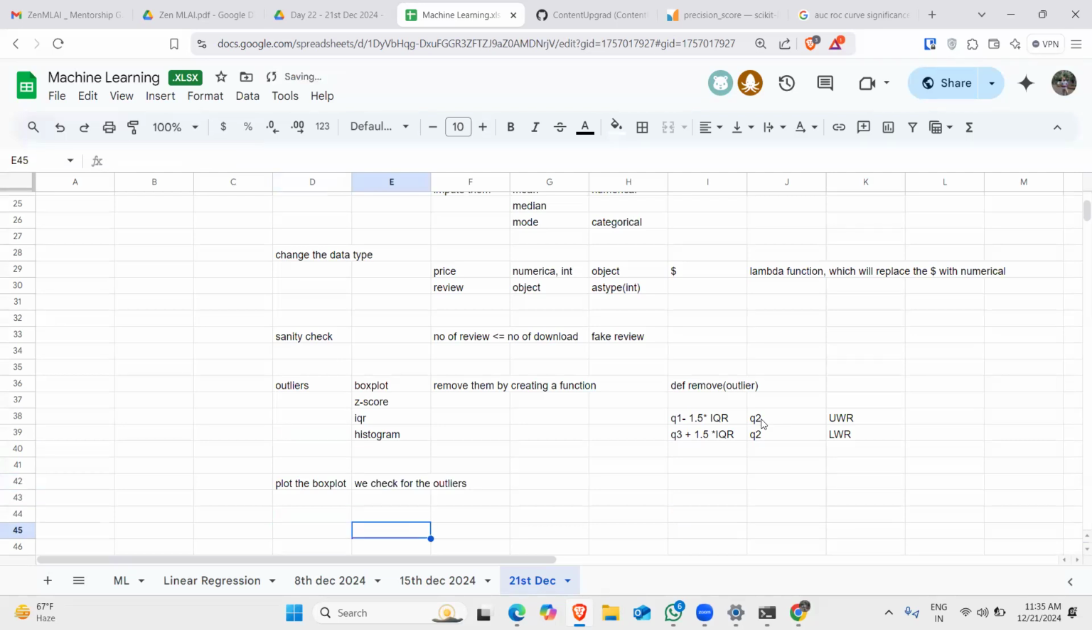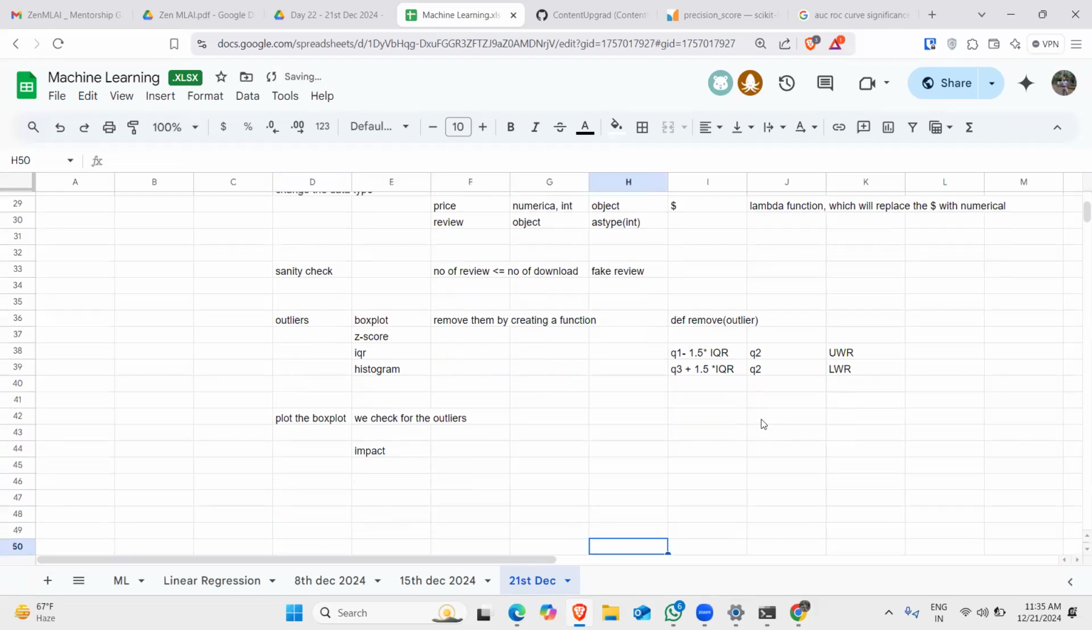So outliers impact our result significantly, because these values are not necessary for us. They will have an impact on your accuracy and on your decision making, right?